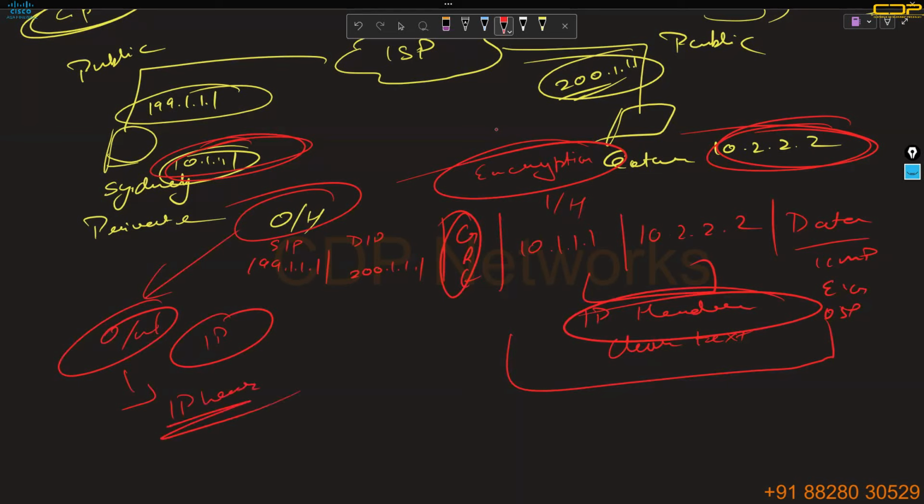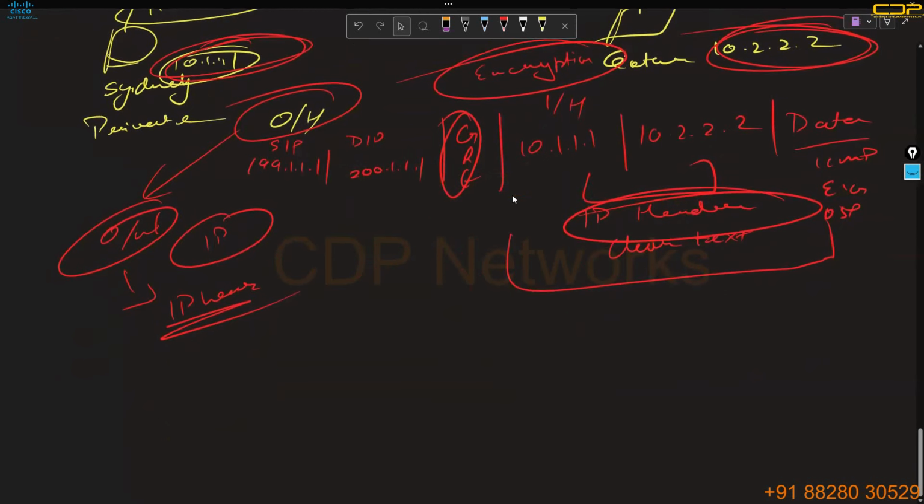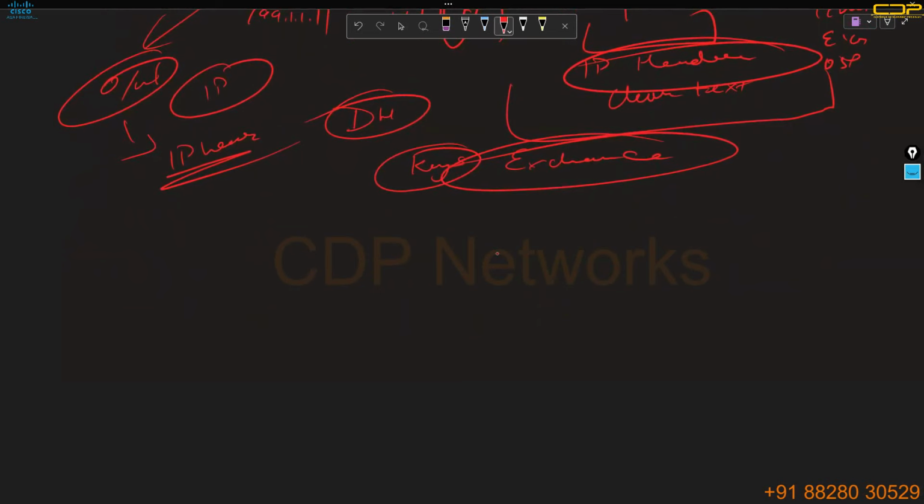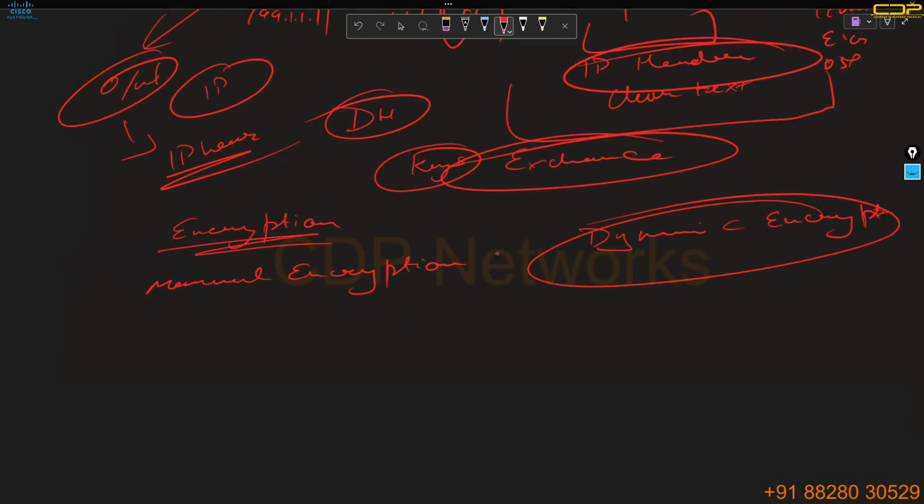Here in the VPN, we have some interesting topic also, like Diffie-Hellman. If you get the understanding of Diffie-Hellman, then we will be able to see how keys are exchanged during the VPN, whenever we are creating any tunnel, how we basically create the tunnels. We will talk about that. So basically we have two types of encryption. One is manual encryption and one is dynamic encryption. Obviously, we will use dynamic encryption to create the VPN.